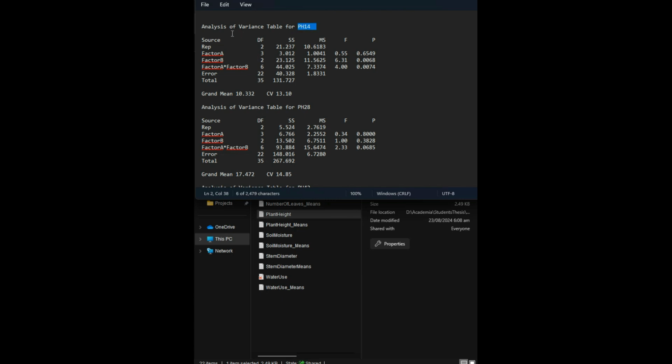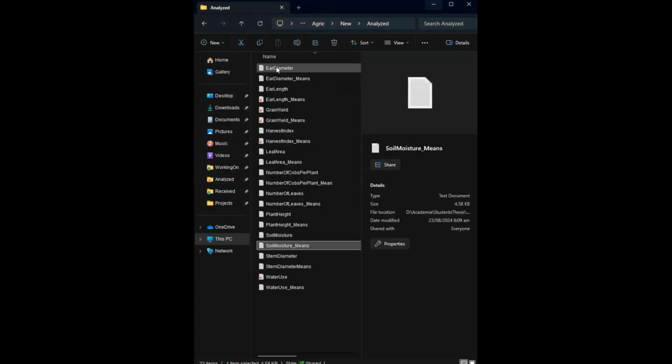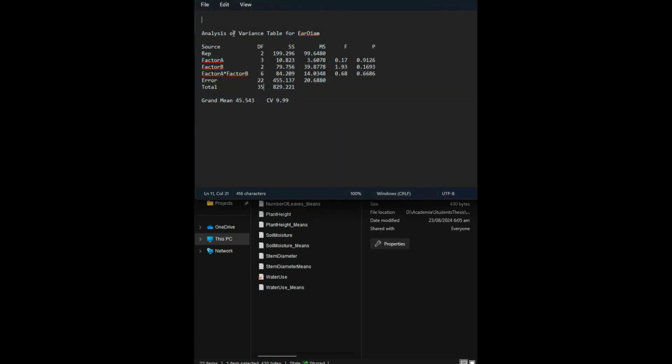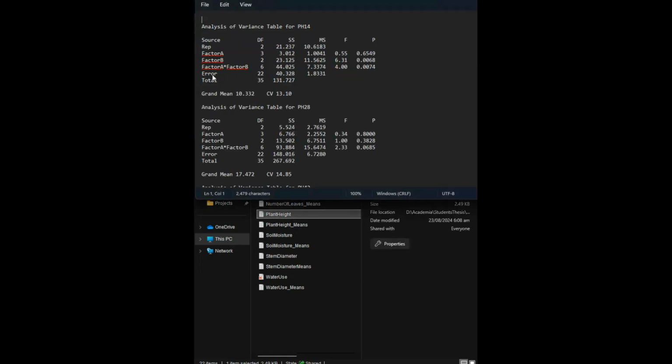So the first one, the ear diameter, was only one ANOVA table, which stands for the data that you took once. But for something like plant height, you will see about 5 or 6 tables. Each table represents a specific day on which you took the data. So if you take 14 days, 14 days after planting for plant height, I've indicated it in the Excel sheet that I'll be sending to you. pH means plant height.